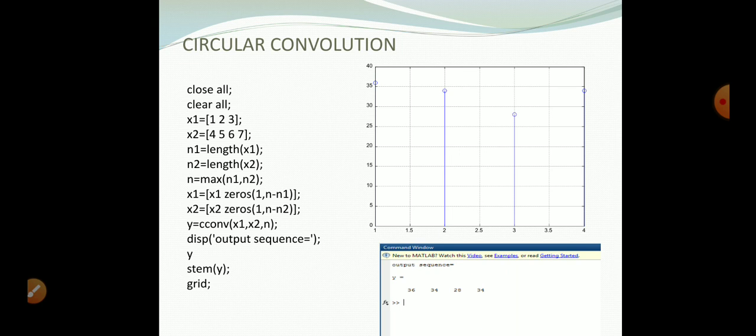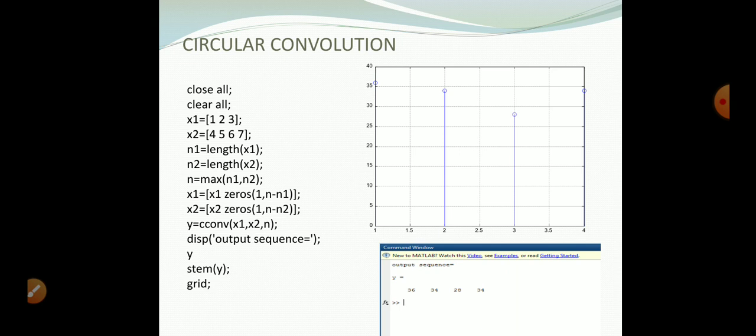x1 and x2 are now equal in length for performing the circular convolution, and the circular convolution is performed by using the function y equal to cconv, meaning circular convolution of x1 comma x2 comma n. To display the output sequence, we place y label as in this program.